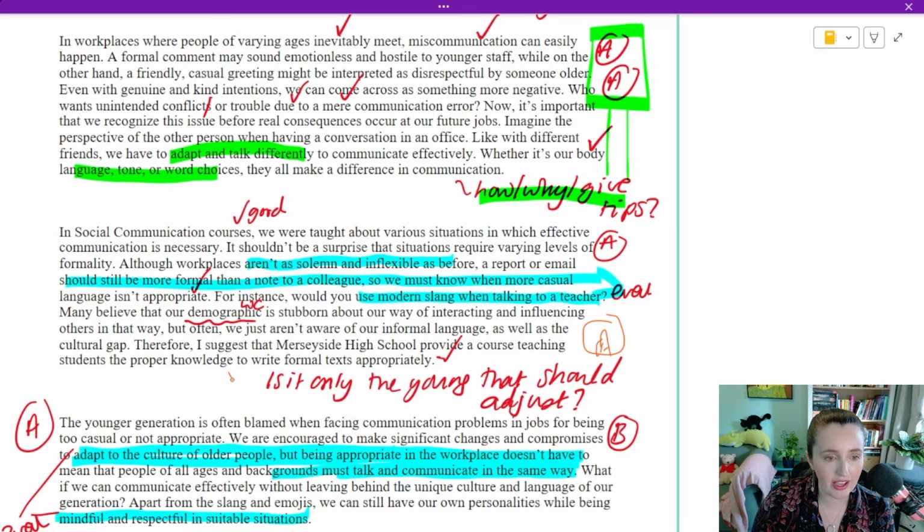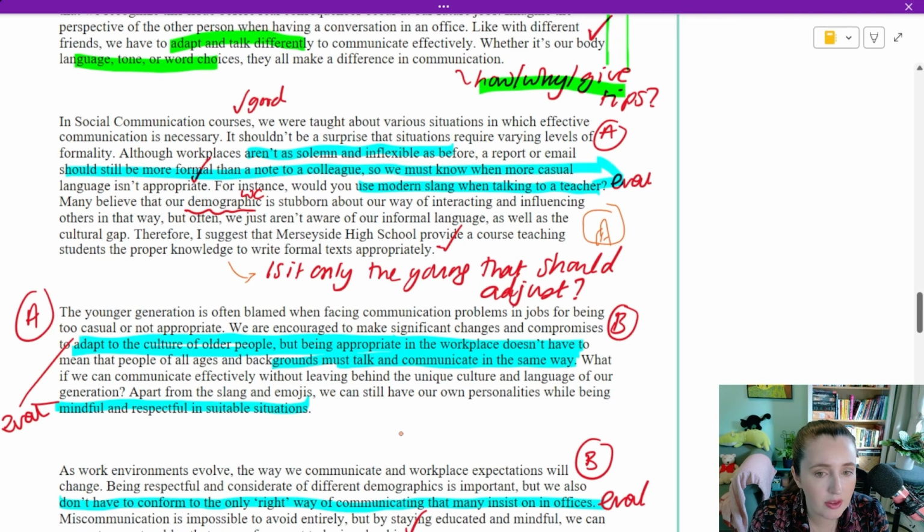He could link that out and get more evaluation if he came onto this idea: is it only young people that should adjust? Should older people also be trained just as younger people are trained? The younger generation is often blamed when facing communication problems in the job for being too casual or not appropriate. Ideas from text A. We are encouraged to make significant changes and compromises to adapt to the culture of older people. Ideas from text B. But being appropriate in the workplace doesn't have to mean that people of all ages and backgrounds must talk and communicate in the same way.